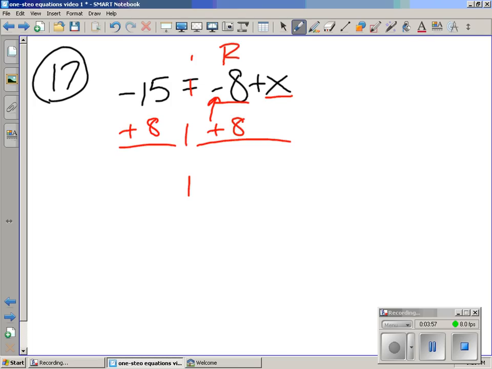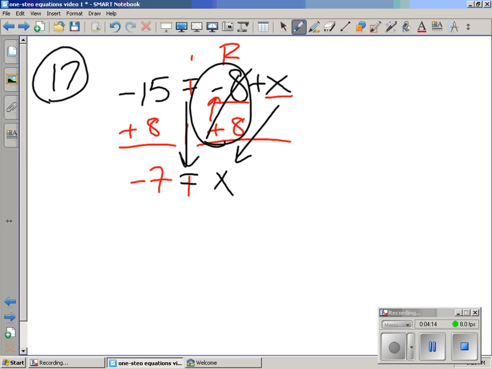Whatever you do to one side, you have to do to the other to maintain equality. -15 plus 8 is -7. Carry down that equal sign. And then -8 plus 8 is a 0 pair. So we're left with 0 and then x. So essentially we're just really left with x. So x equals -7.